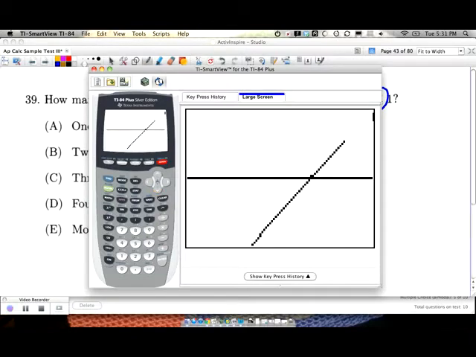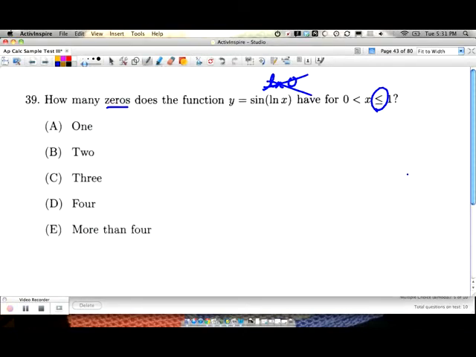Does it cross? Does it cross? Does it cross? Yes, it does! It totally crosses at 1. How many zeros does it have? It has 2. Now, if I wanted to confirm that algebraically, I want to try and set this equal to 0 and see what I can figure out.